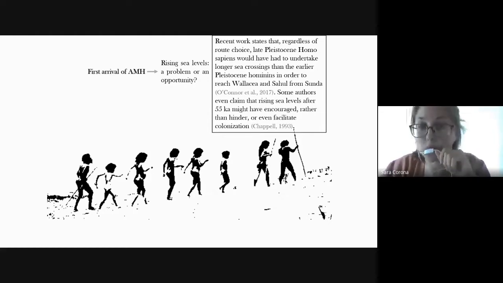For example, the recent work we've been talking about from O'Connell states that regardless of the route choice, late Pleistocene Homo sapiens would have had to undertake longer sea crossings than pre-sapiens hominins, because of the climatic conditions and higher sea levels, in order to reach Wallacea and Sahul from Sunda. But some authors claim that the rising of the sea levels wasn't actually a problem. On the opposite, they state that rather than hinder, it could even facilitate colonization. And Chappell is one of these authors. If you could click again.